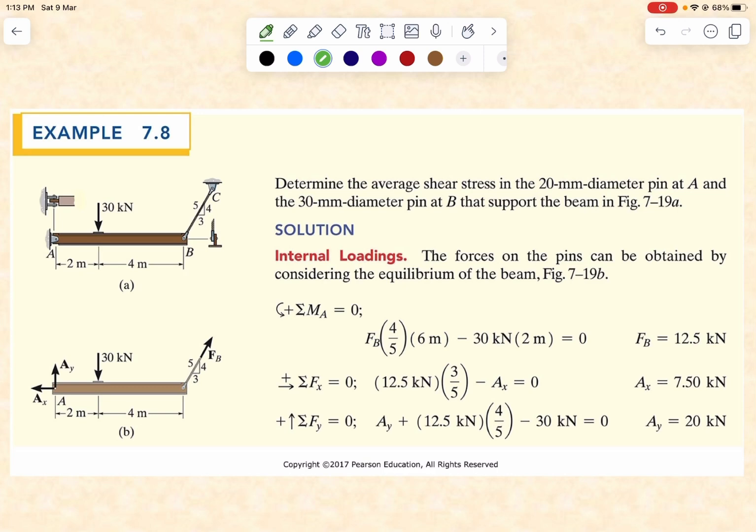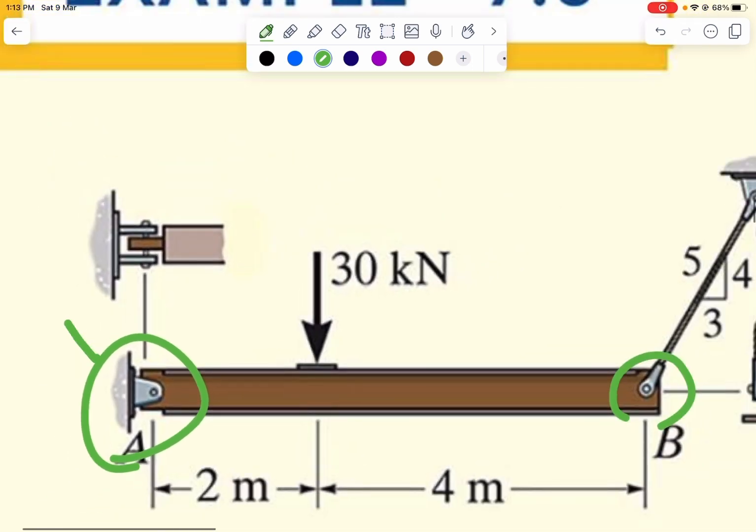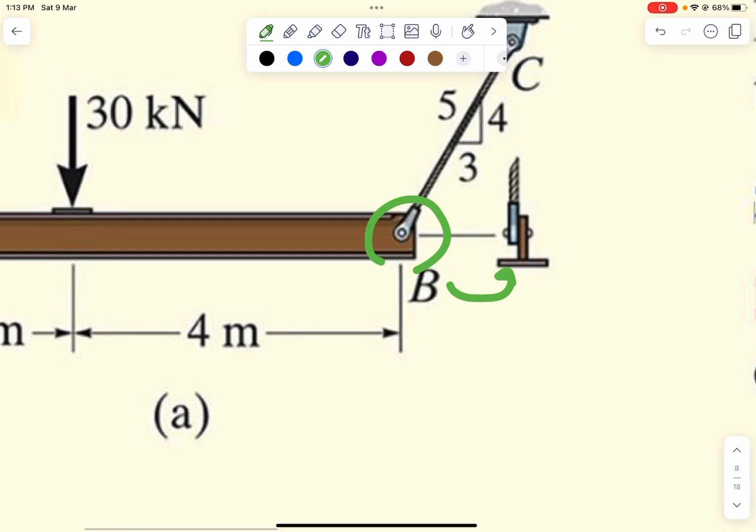Okay, now we will have a look at this example. It says determine the average shear stress in the 20 millimeter diameter pin A and the 30 millimeter diameter pin B that supports the beam. So here we have a zoomed out picture of pin A, and here we have a zoomed in picture of pin B.